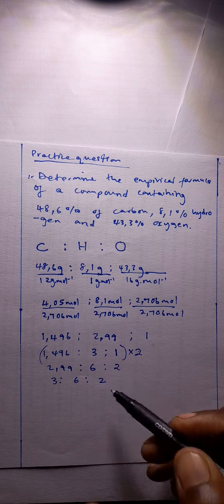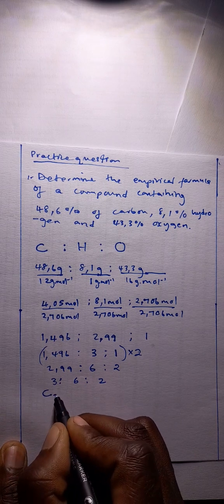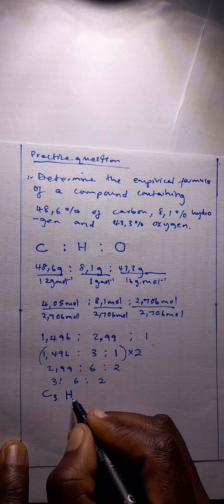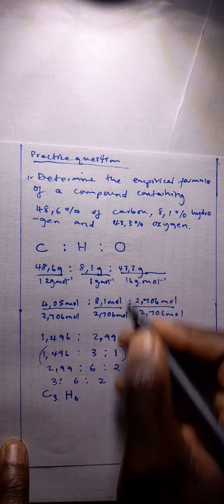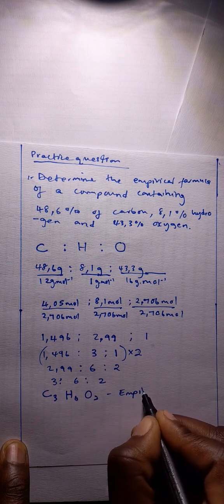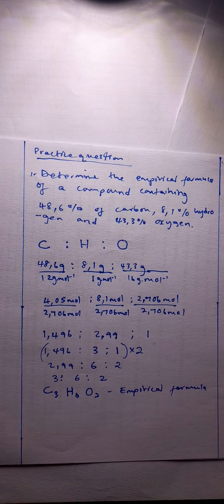Therefore the 3 belongs to carbon, 3 carbon atoms, and the H is 6, and then 2 belongs to oxygen. That's your empirical formula. You don't have to write "empirical formula"; I'm just showing you that's your empirical formula.